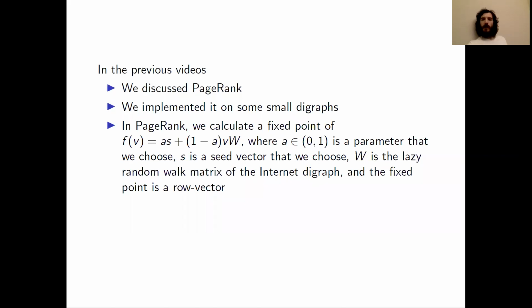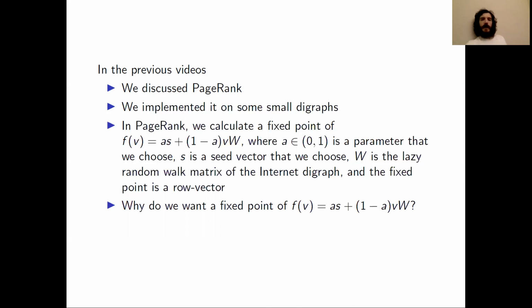And to briefly summarize what happens in PageRank, we're calculating a fixed point of this function f, which takes an input v, which is a row vector, and the function outputs a s plus (1 minus a) times v times W. a is a real number from the open interval from 0 to 1, and it's a parameter that we choose. s is a seed vector that we also choose, and it's a row vector with the same length as v. W is the lazy random walk matrix of the internet digraph that we're applying PageRank to. So whichever internet we're doing PageRank on, it determines some digraph, and that digraph determines W.